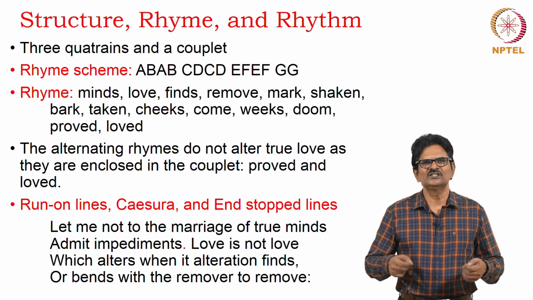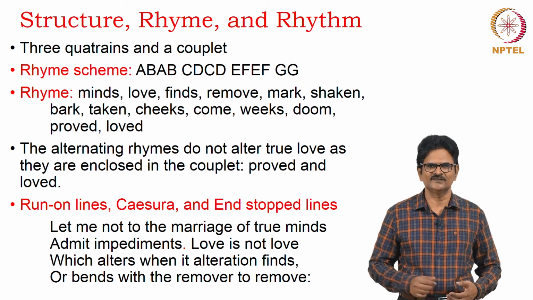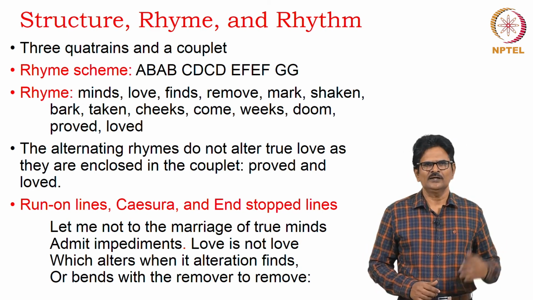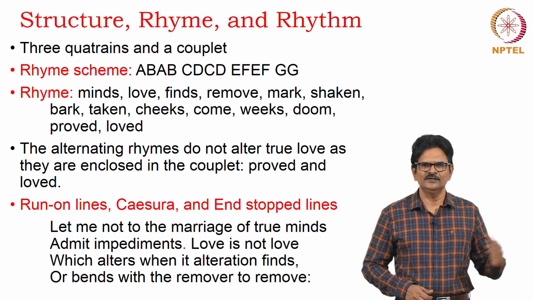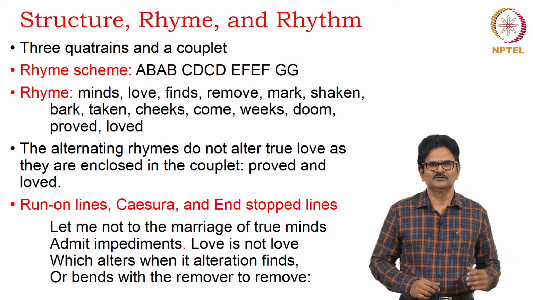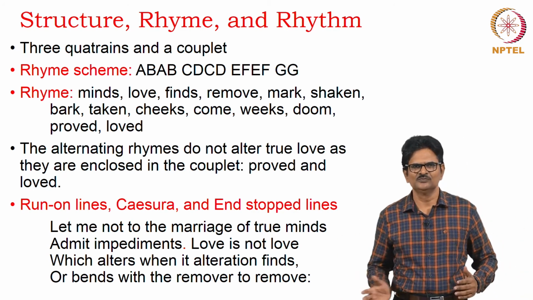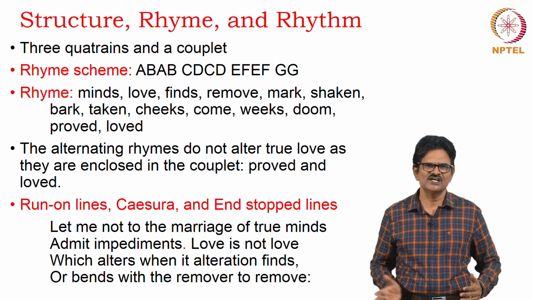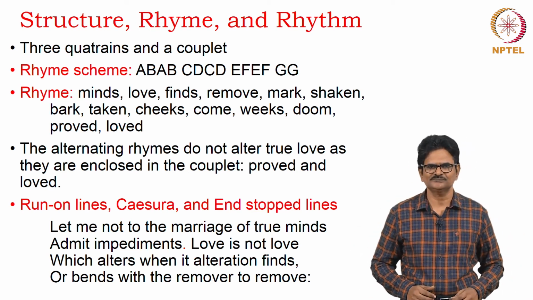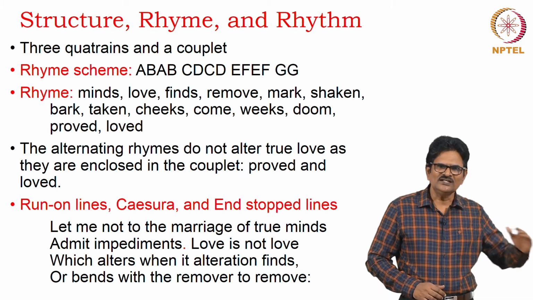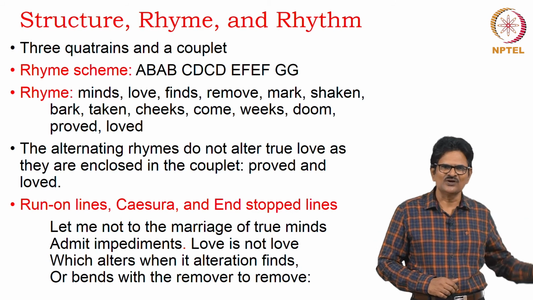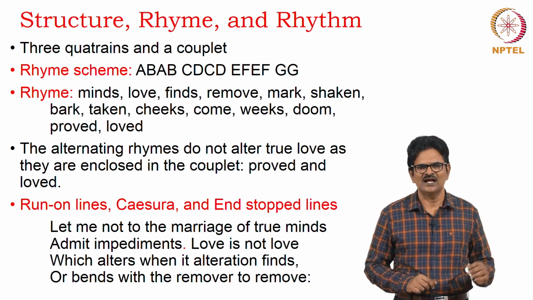As usual, we have 3 quatrains and a couplet in this sonnet. The rhyme scheme is common, AB, AB, CD, CD, EF, EF and GG. The rhyming words are minds, love, finds, remove, mark, shaken, bark, taken, cheeks, come, weeks, doom, proved, loved. The alternating rhymes do not alter true love, as they are enclosed in the couplet proved and loved.